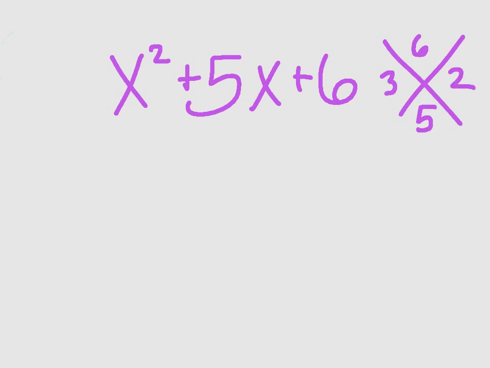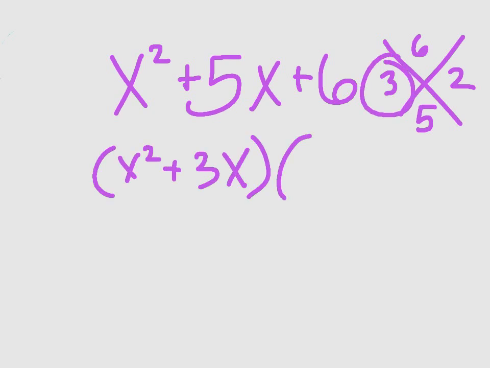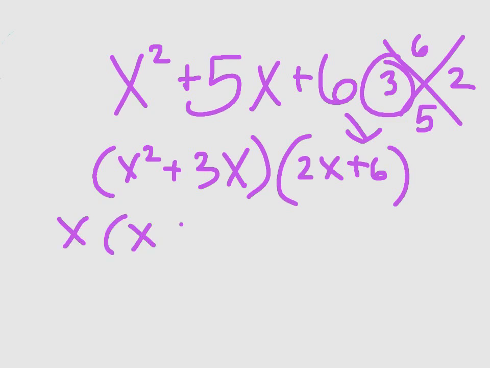So we're going to take what we did in the first example, and we're going to group these terms. x squared plus 3x, which we got from here. And we're going to group the second term, 2x plus 6, which we got from here. Now we're going to take out the GCF again. x plus 3. That's the smallest. We can take it out.